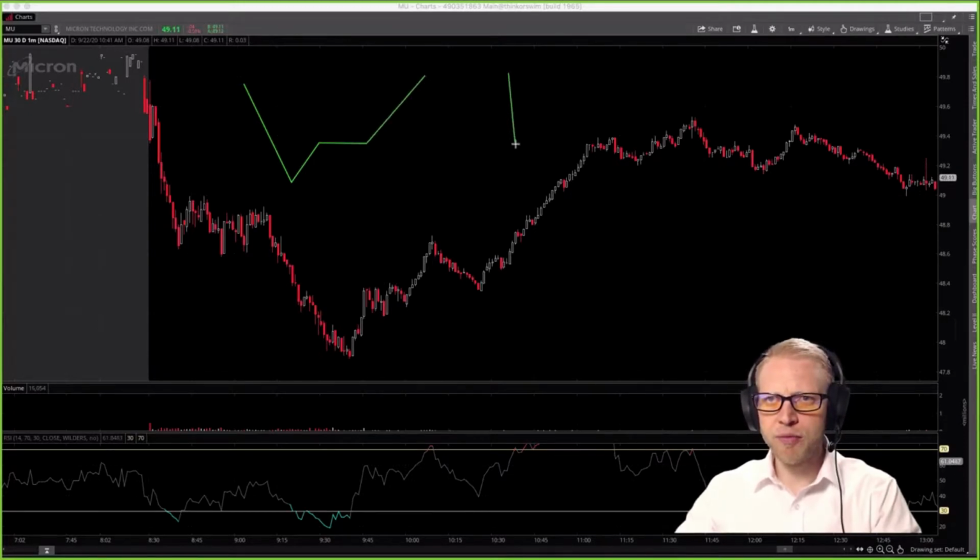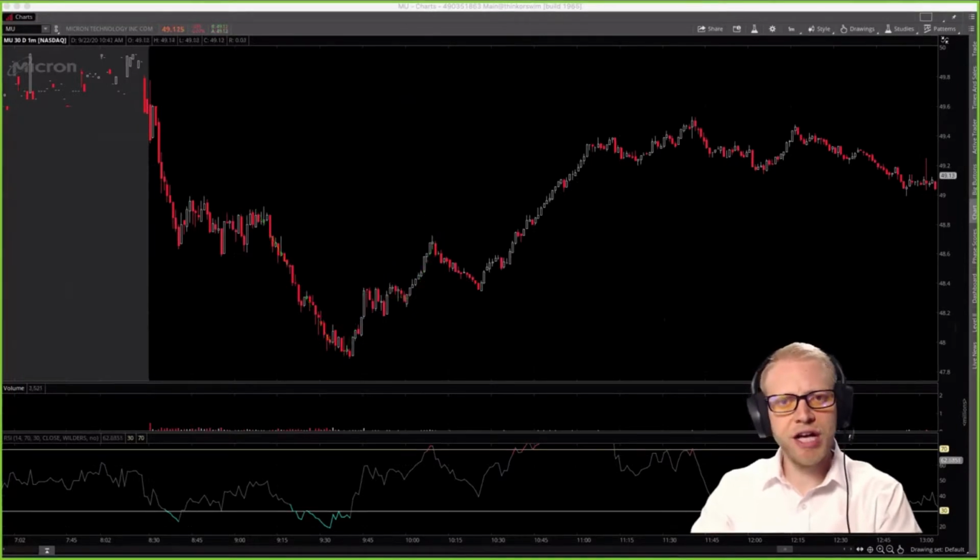Or we get a sharp move lower, a bounce, a pullback, and a move higher. Okay, so it's no different. Get the sharp move lower, a pullback, a consolidation, and a move higher. Let's erase that. There's a couple things we want to pay attention to.